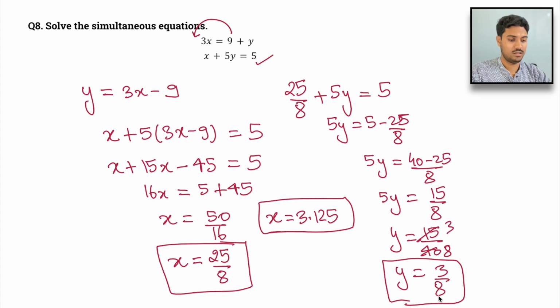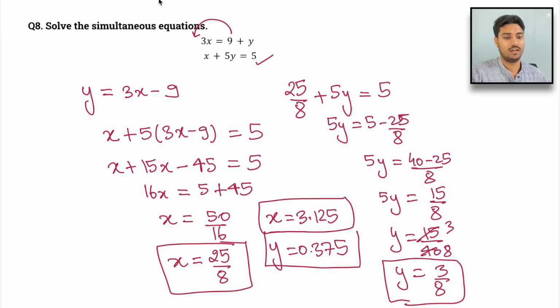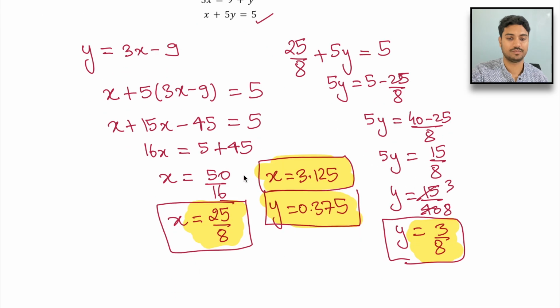So 3 divided by 8, 0.375. So the value of y is 0.375, and thus x is 3.125 and y is 0.375 as the answer. In fractions we have 25 by 8 and 3 by 8 as the answer. Let's move on to the next question.